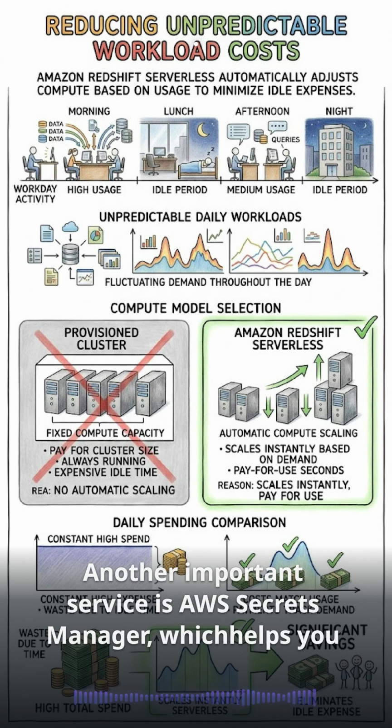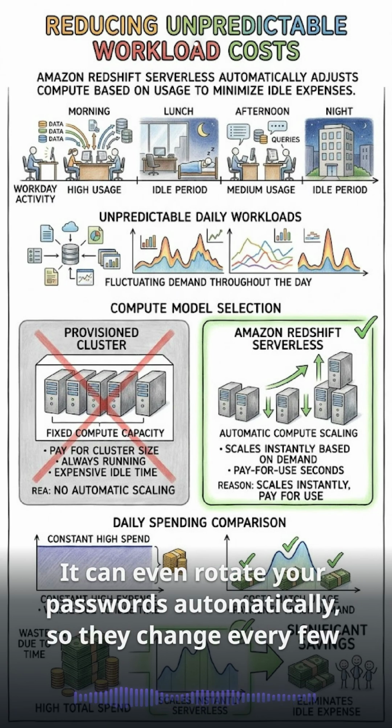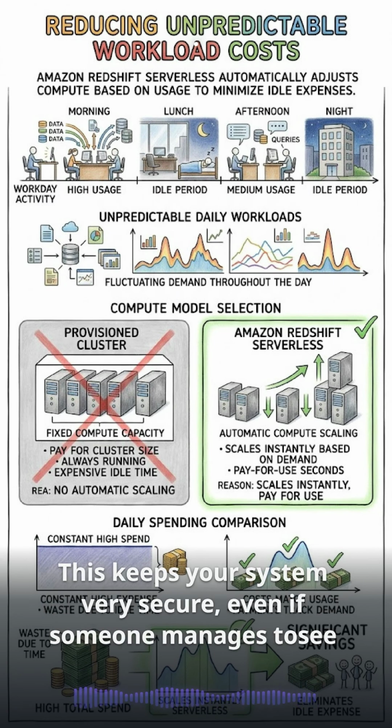Another important service is AWS Secrets Manager, which helps you protect your database passwords and API keys. Instead of writing passwords in your code, you store them in Secrets Manager and retrieve them safely. It can even rotate your passwords automatically, so they change every few weeks without you doing any work. This keeps your system very secure, even if someone manages to steal a small part of your code.